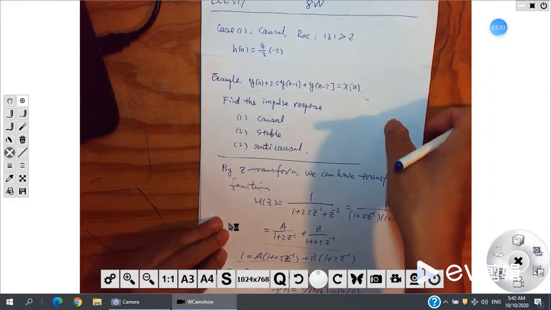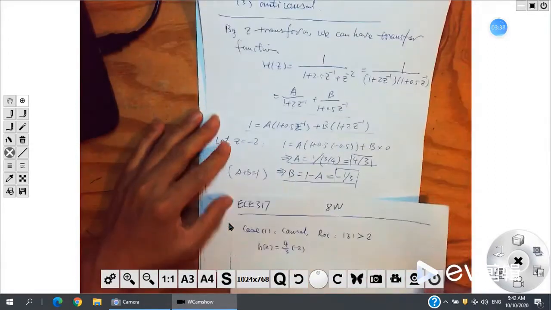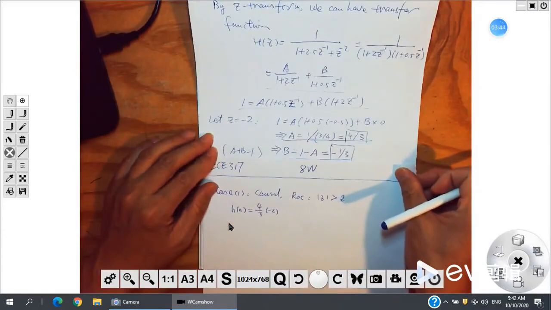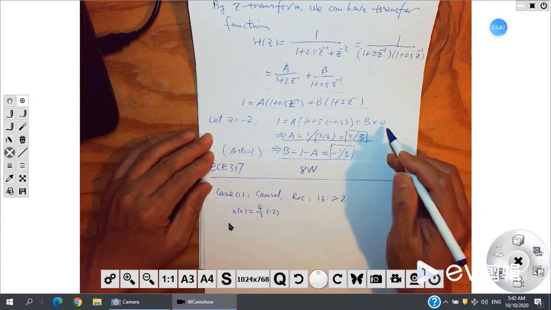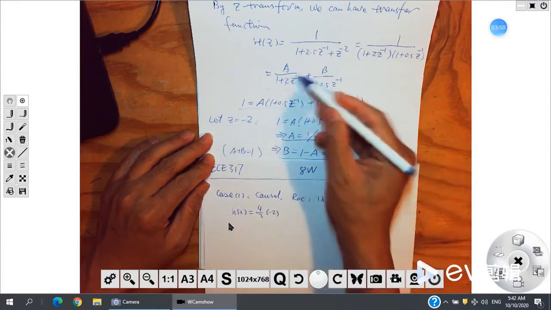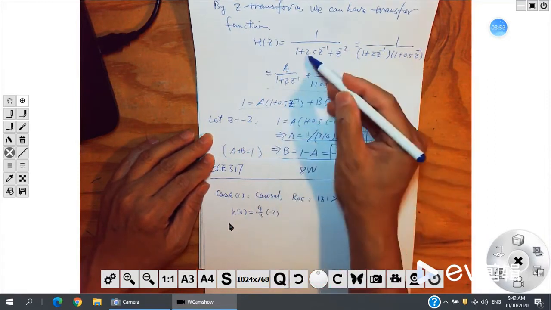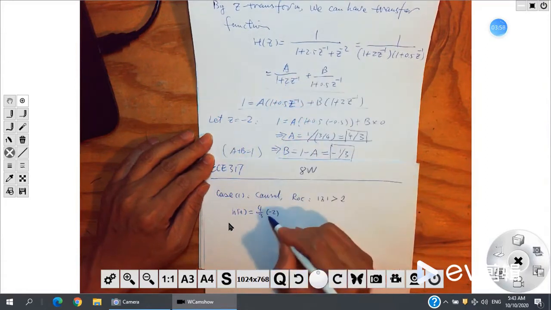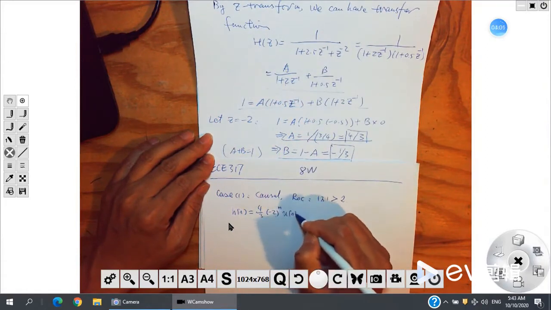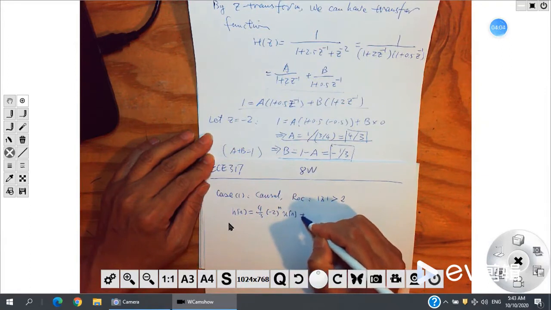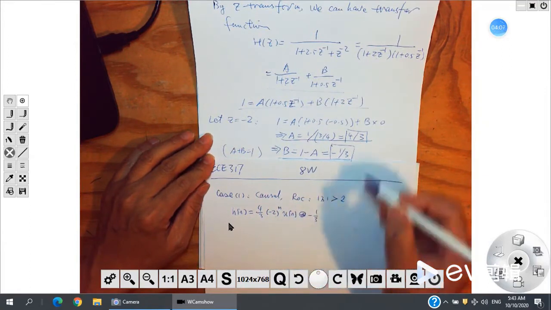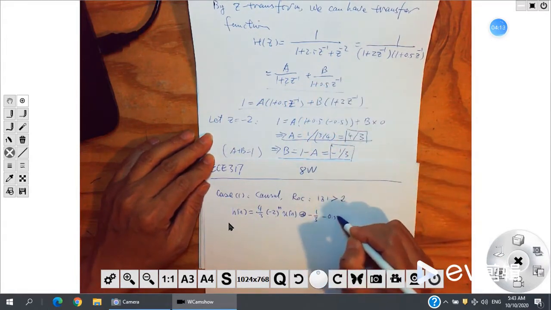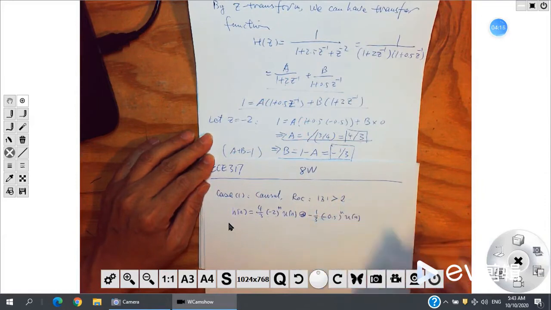Can you see the board? Here is H of z. Okay. Alright. A is 4/3, and here's a plus 2. Actually, this is 1 minus negative 2. So here's a negative 2 to the n, u of n, and plus B is negative 1/3, and here's a 1 minus negative half, so it's a negative half to the n, u of n. Okay, so we have h of n.